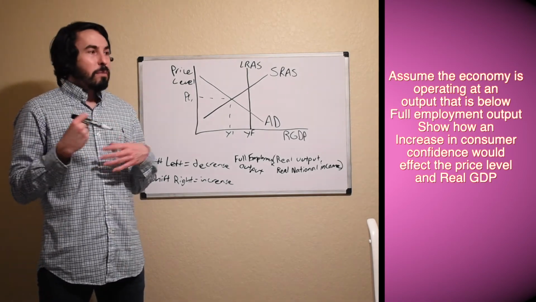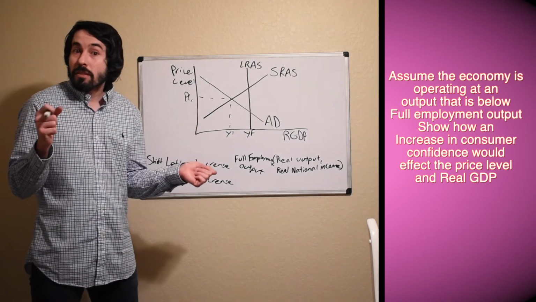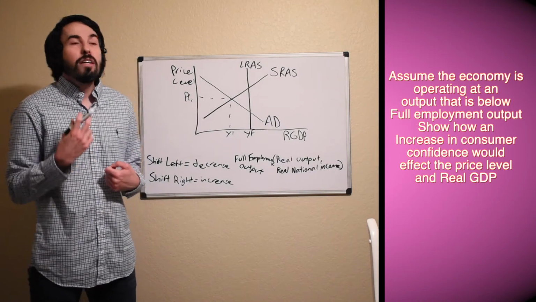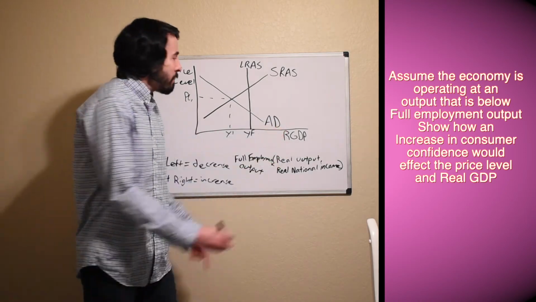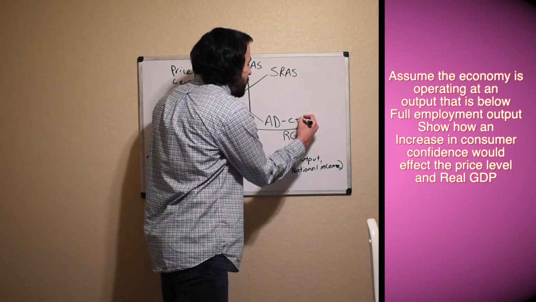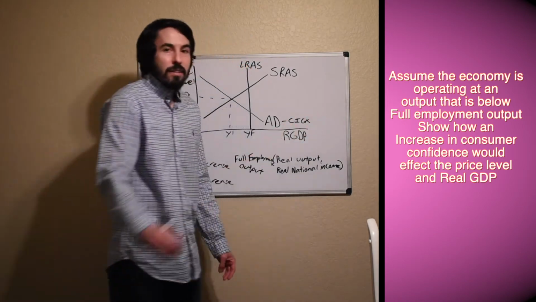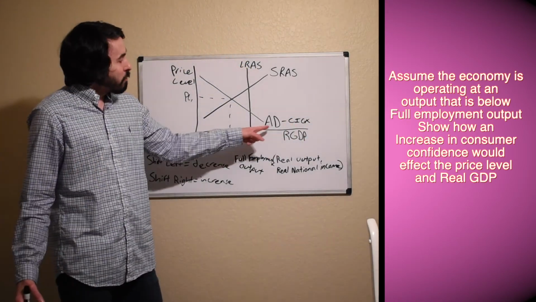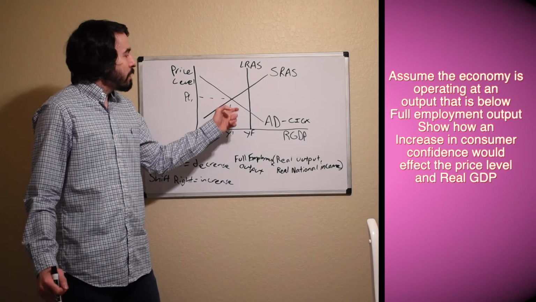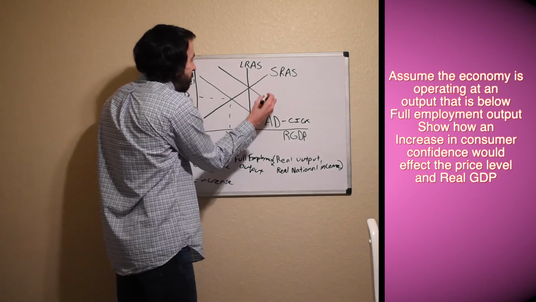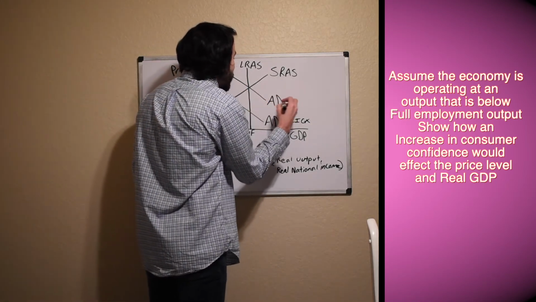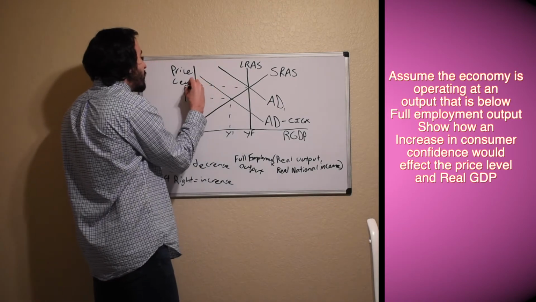So, consumer confidence. People think that the economy is about to get better. They decide that they're going to start spending more. Consumers are going to affect aggregate demand. Remember, aggregate demand is made up of C, I, G, and X. And so if we're more confident, consumers are going to spend more money. Aggregate demand is going to increase and shift to the right.